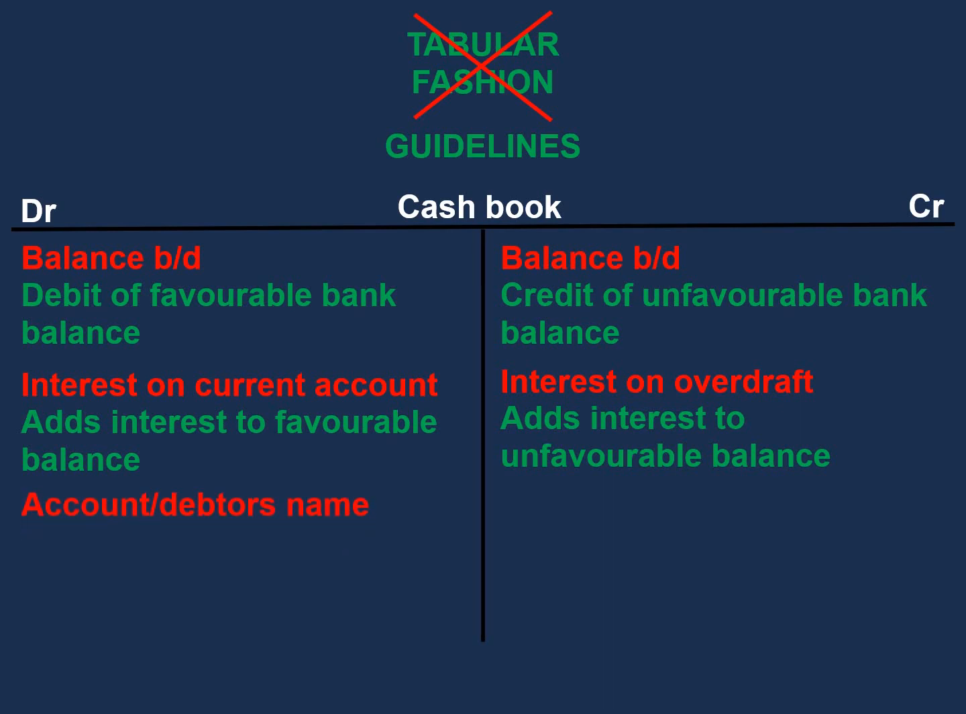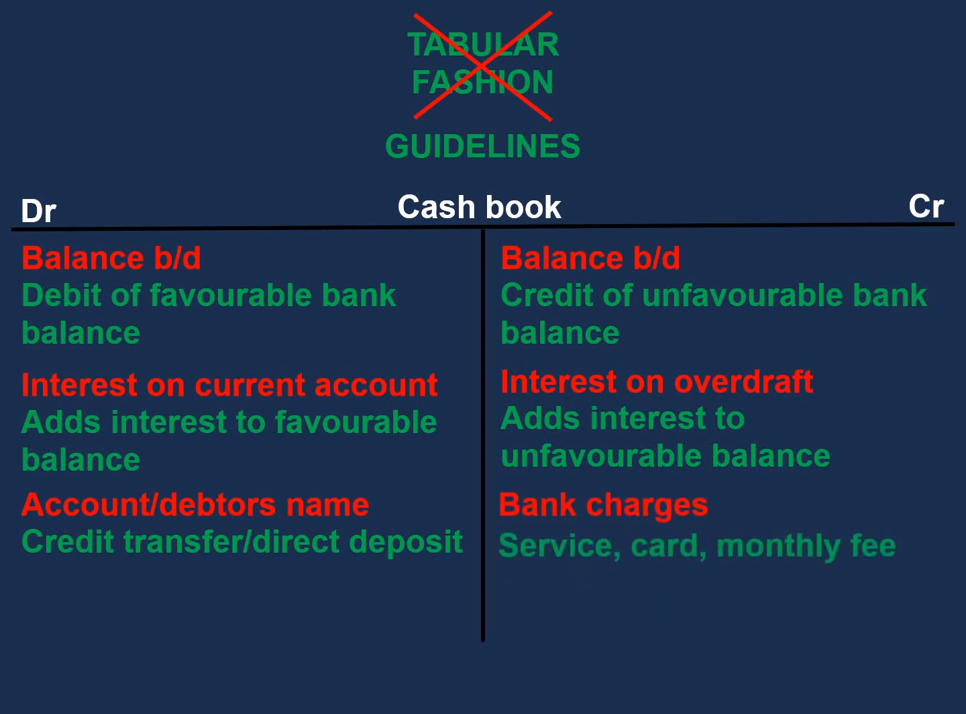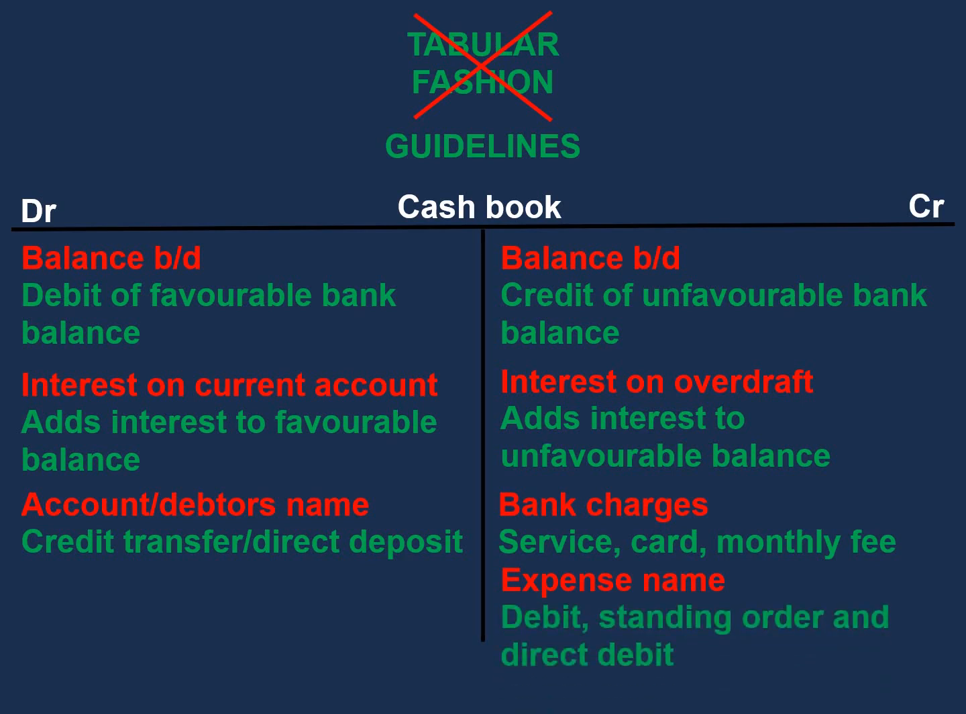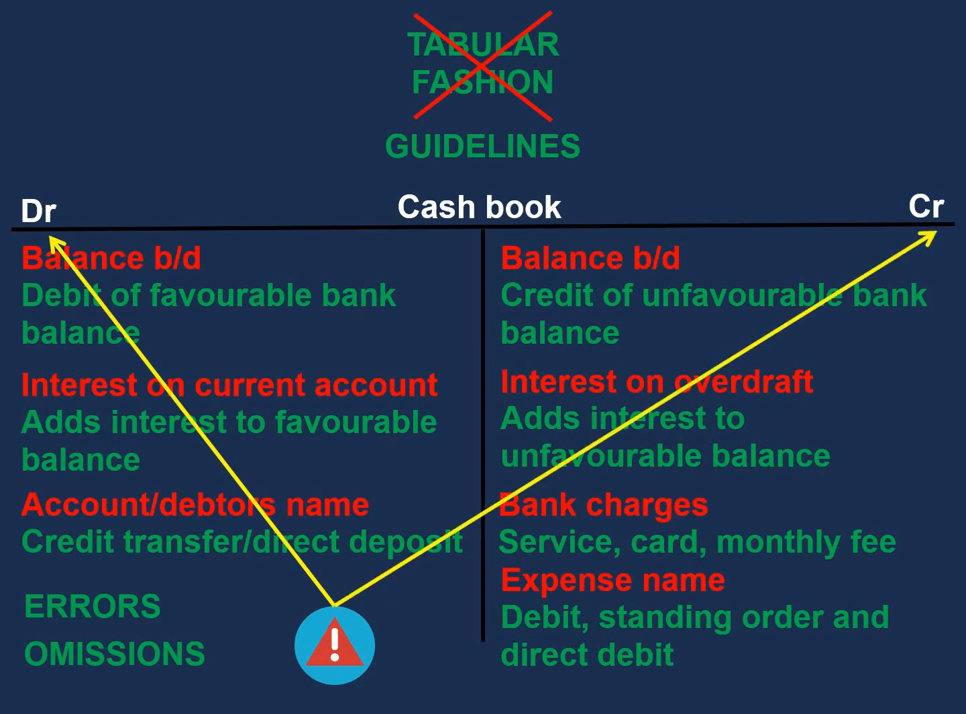And then the account or debtor's name, this is for our credit transfer or our direct deposit. Our bank charges is for our service fee, our card fee, or our monthly fee. We enter the name of the expense, and this is usually a debit order, a standing order, or a direct debit. For our errors and omissions, they can either be entered on the debit side or on the credit side, depending on the transaction.